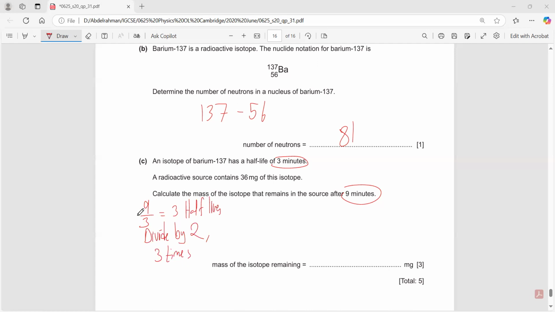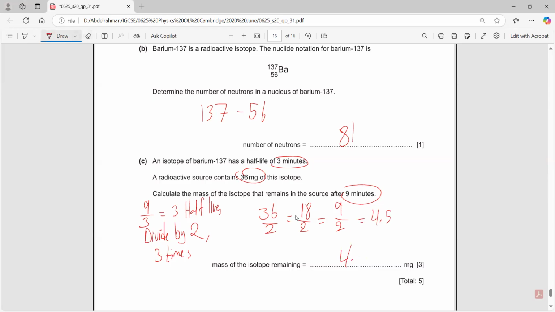What is that number? 300, 237? Well, 137? No, not 137. What is the number? 36. So 36 divided by 2 is 18. Divide by 2 again is 9. Divide by 2 again is 4.5. So the remaining mass after 9 minutes is 4.5 milligrams.